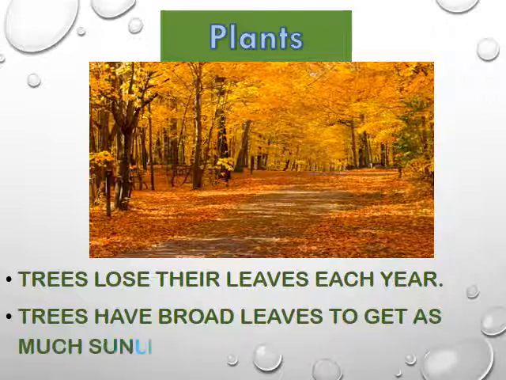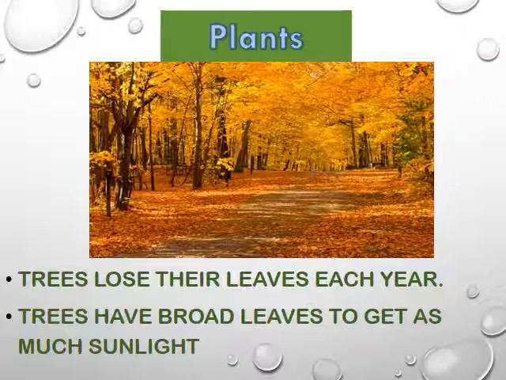In the autumn, it gets yellow, as you can see, and it falls each year. And the leaves of the trees, they are very broad. What's the meaning of broad? It means that they are large in order to take in as much sunlight as possible.